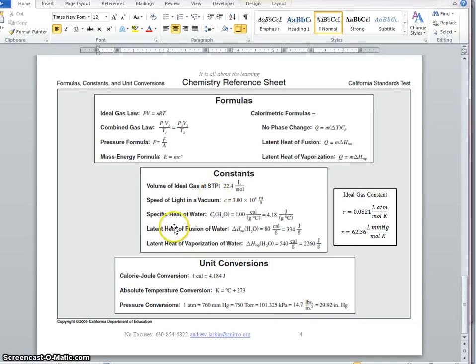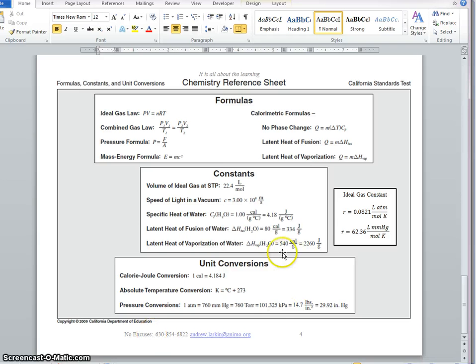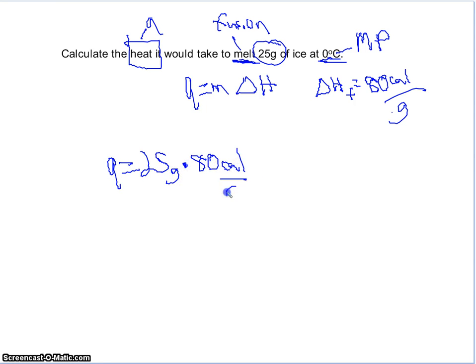So, I need the delta H of fusion. There it is, latent heat of fusion of water. And it just says heat, so I can pick either one that I want. Which one's easier? Let's see, 80 calories per gram or 334? Let's do 80. So delta H is 80 calories per gram. So let's plug it in. Q equals 25 grams times 80 calories per gram.